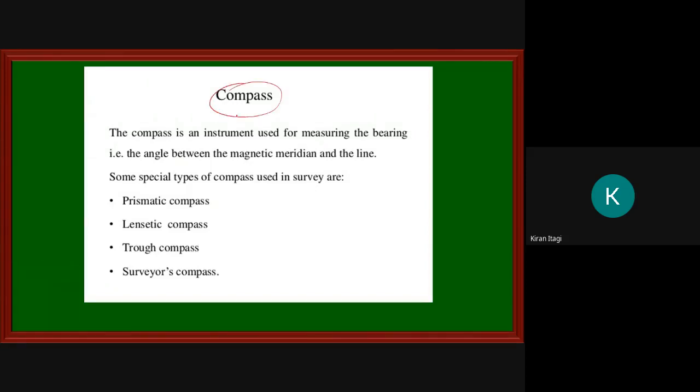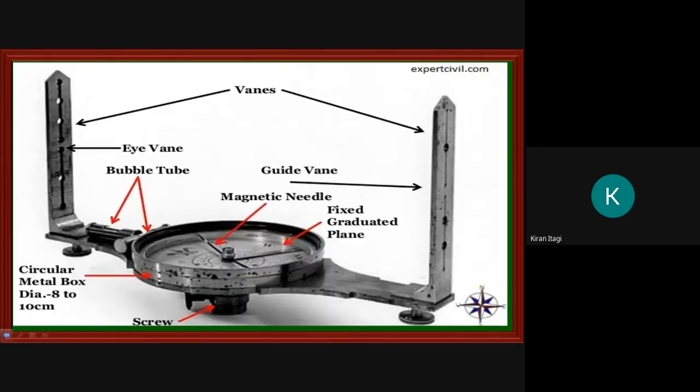Okay, what is a compass? First I will show you the figure. This is the compass. It will have a freely suspended magnetic needle, and the northern side will be made red in color.